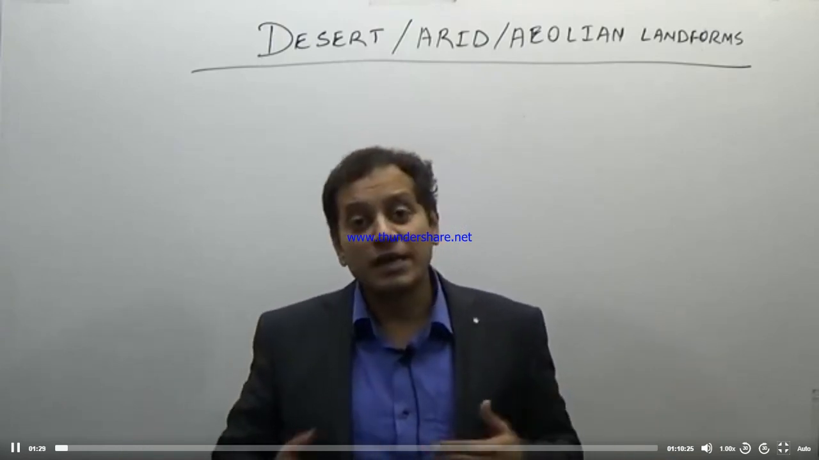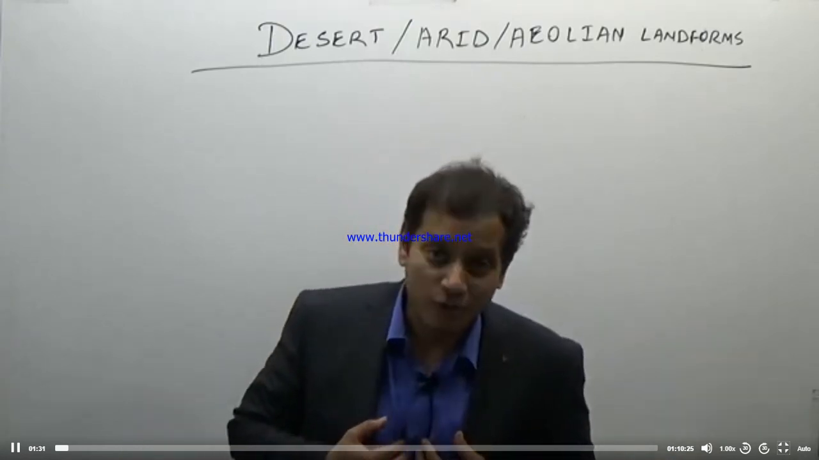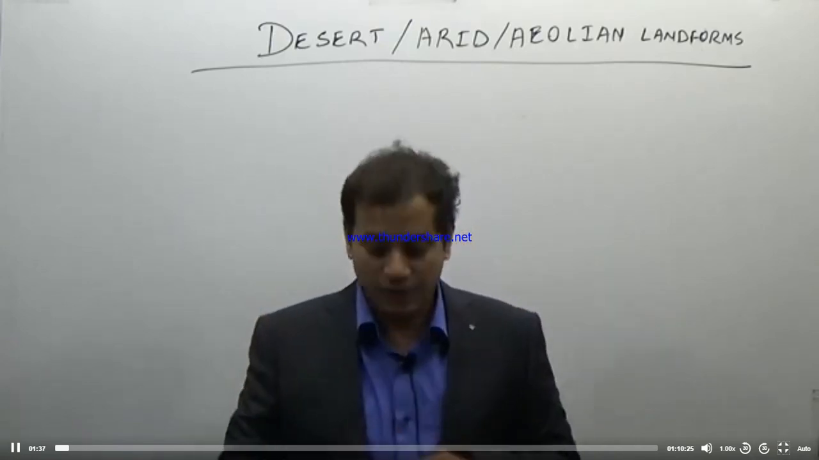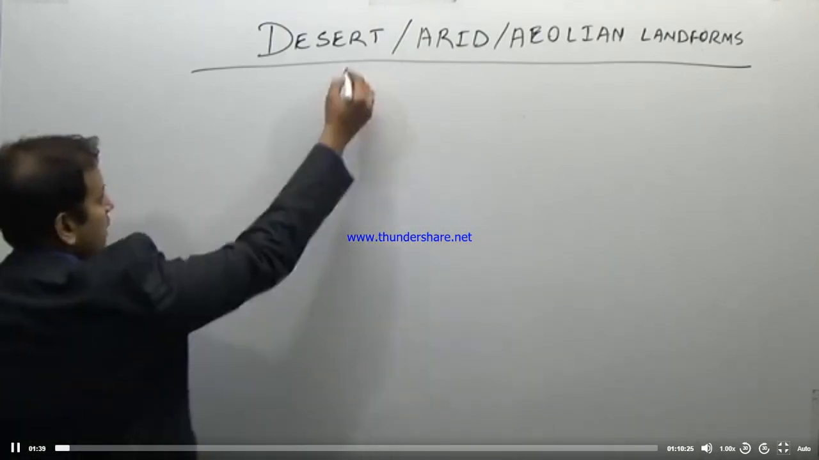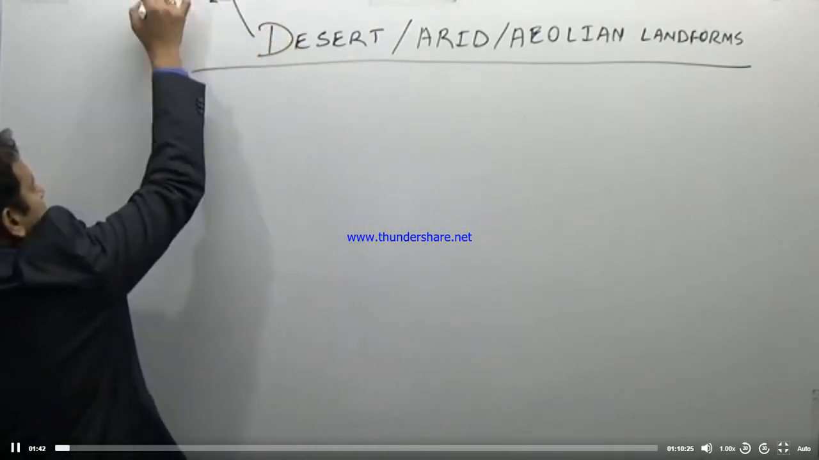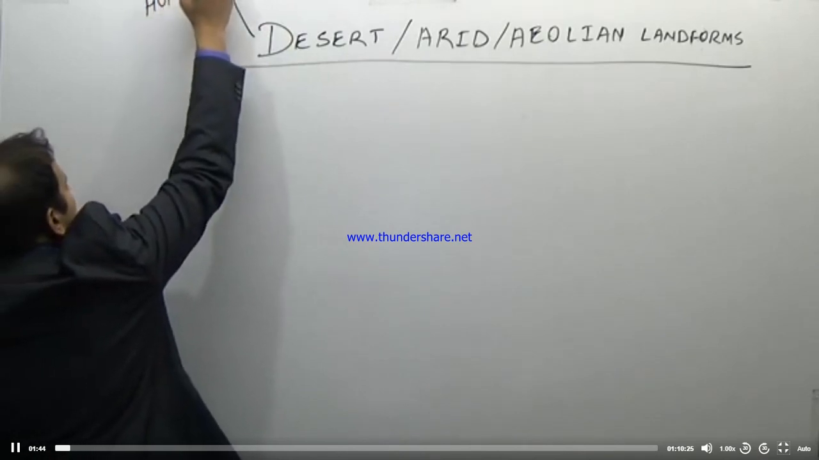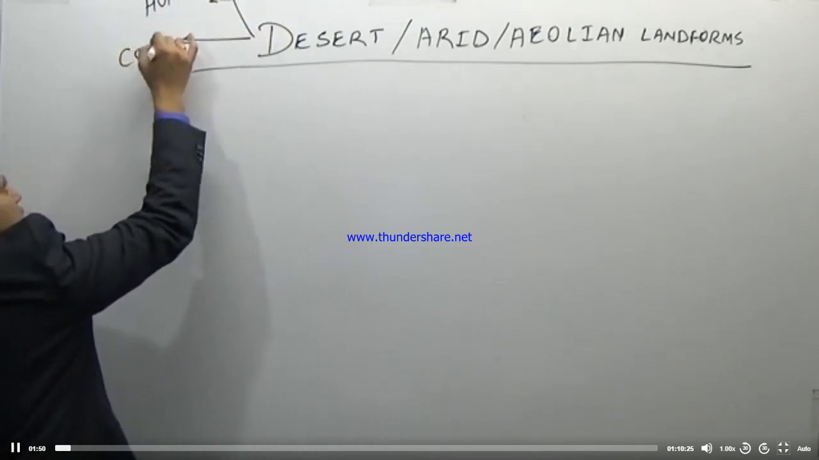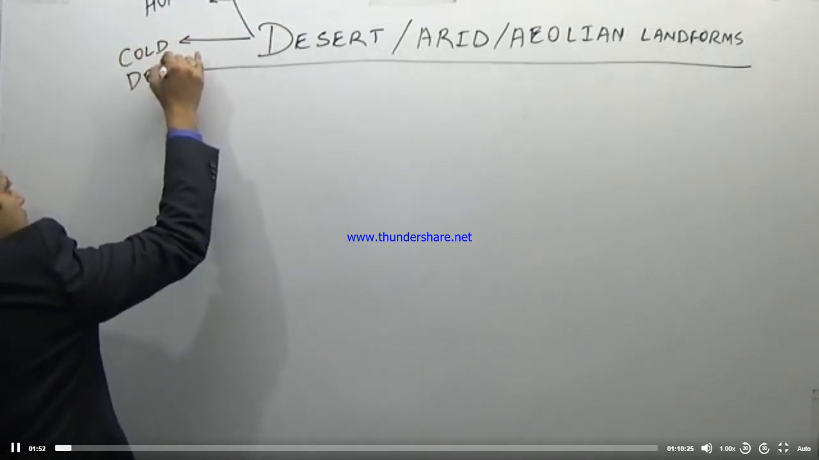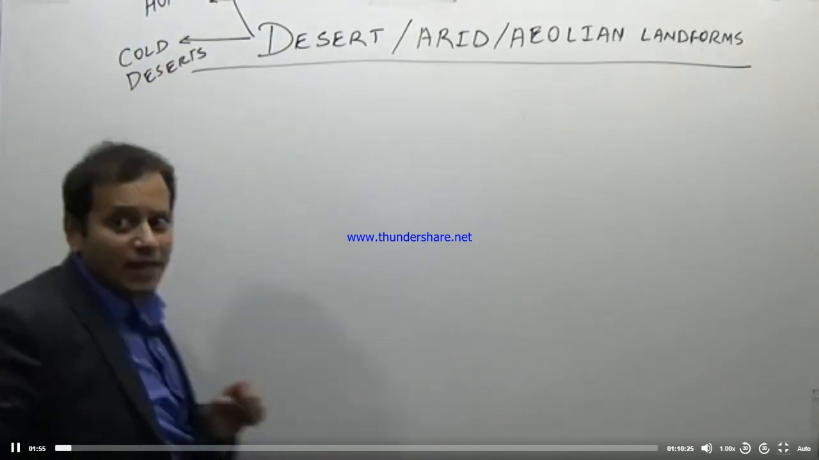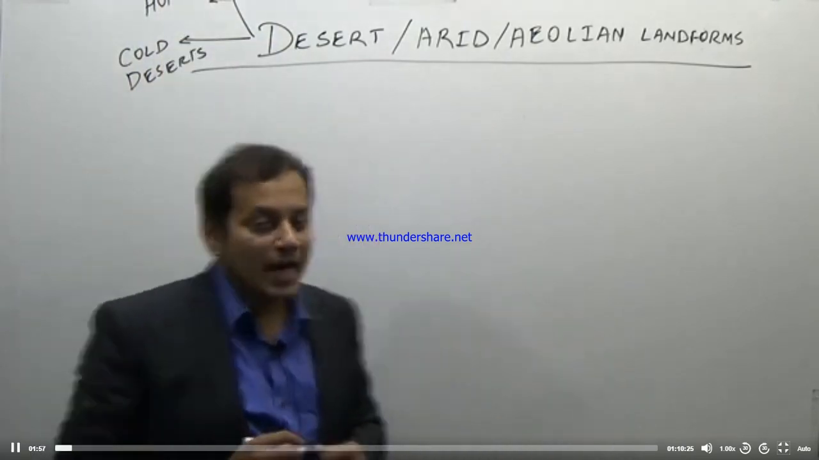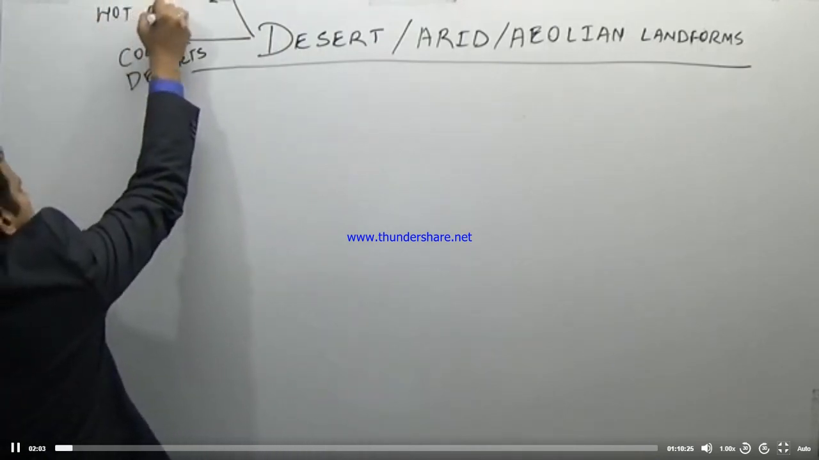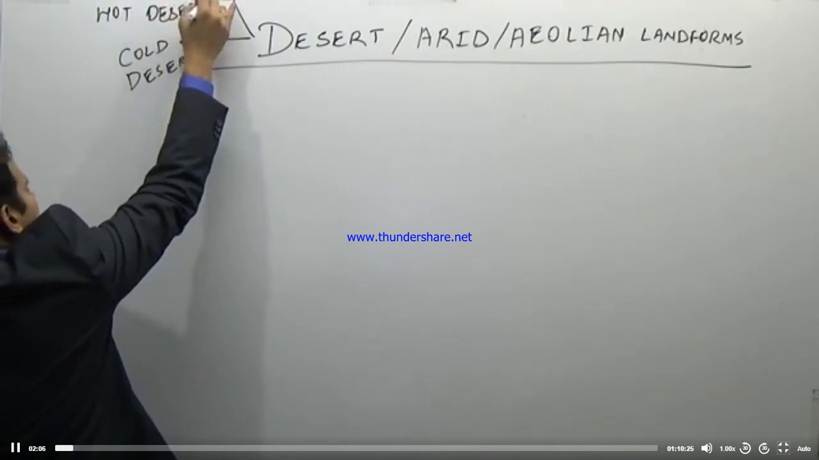Now before understanding the desert landforms of the world, if we look at the distribution of the deserts, there are two types of deserts in the world. One is the hot deserts of the world, and the other are the cold deserts of the world. So there are two major kinds of deserts. One are the hot deserts, that is our general deserts, and the other are cold deserts.